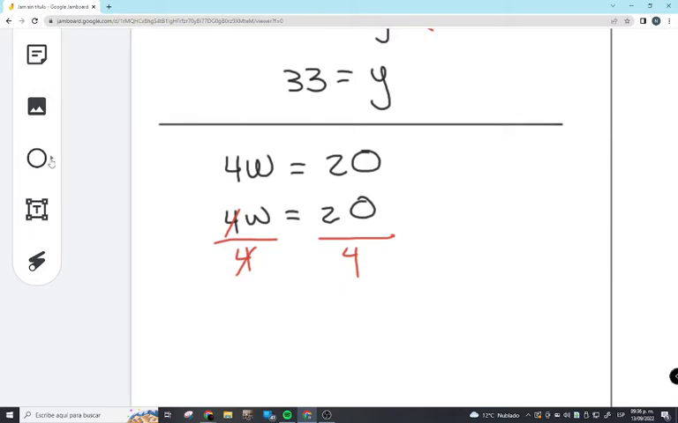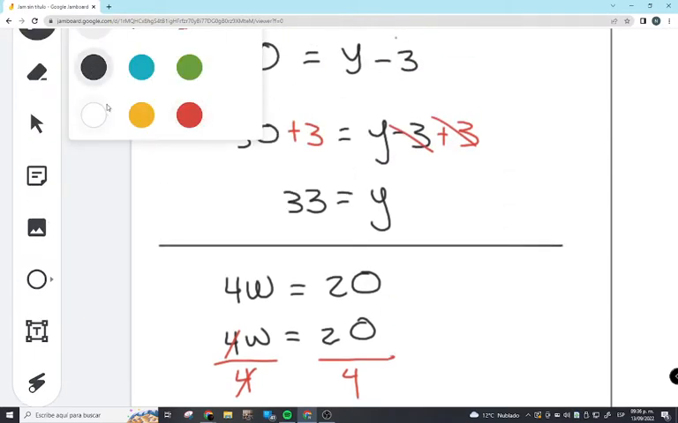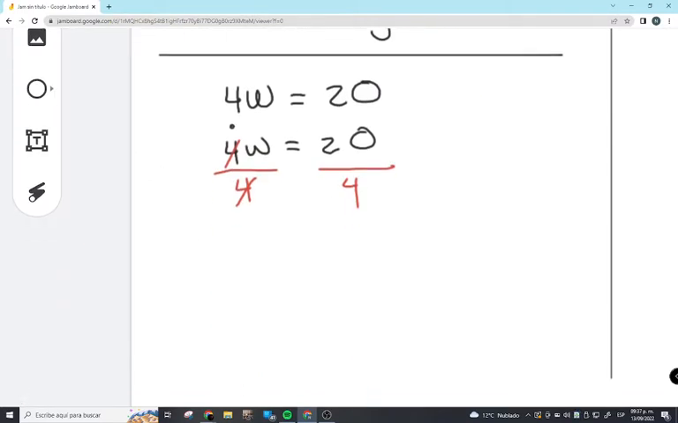Okay? So now, let's continue with this. Here, it's only the w, because this 4 cancelled with this other 4. And 20 divided by 4 is 5. So that means that w is 5. We found the result, and we can check if this is true, because remember, if 5 is w, that means that 4 times w, which is 5, so 4 times 5 is equal to 20, which is true. Okay?